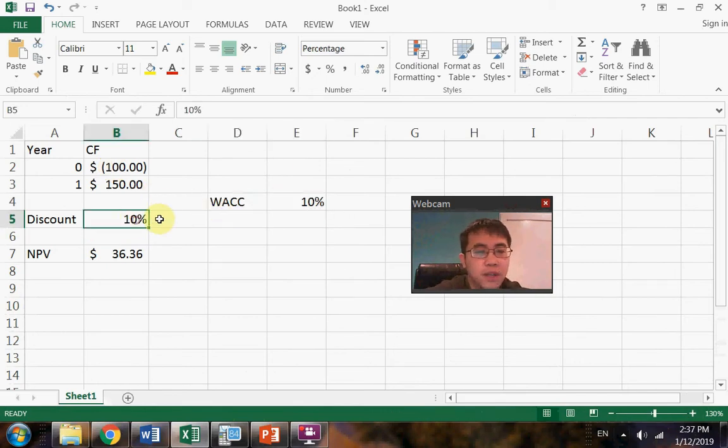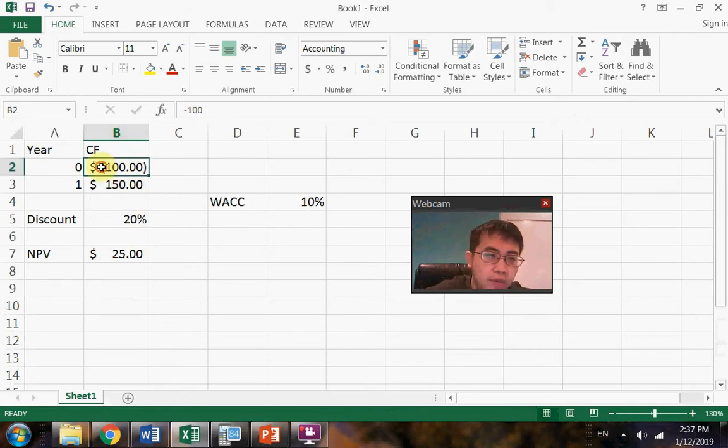So just talk about this discount rate. If I increase my discount rate to 20%, and I hit enter, what would happen to NPV? Do you think the NPV would increase or decrease? The answer should be it decreases, just because you enlarge the discount rate, so the present value of this $150 would be less, so your NPV would be less, and the project just becomes less desirable.